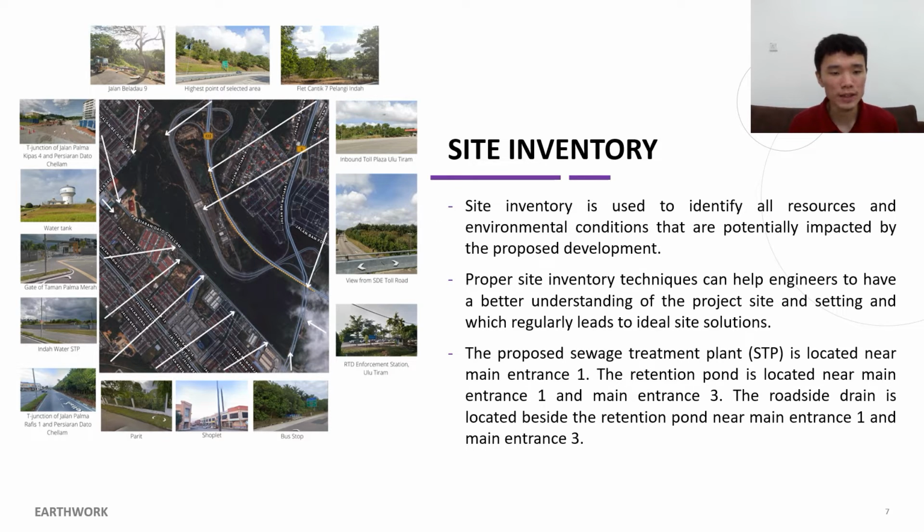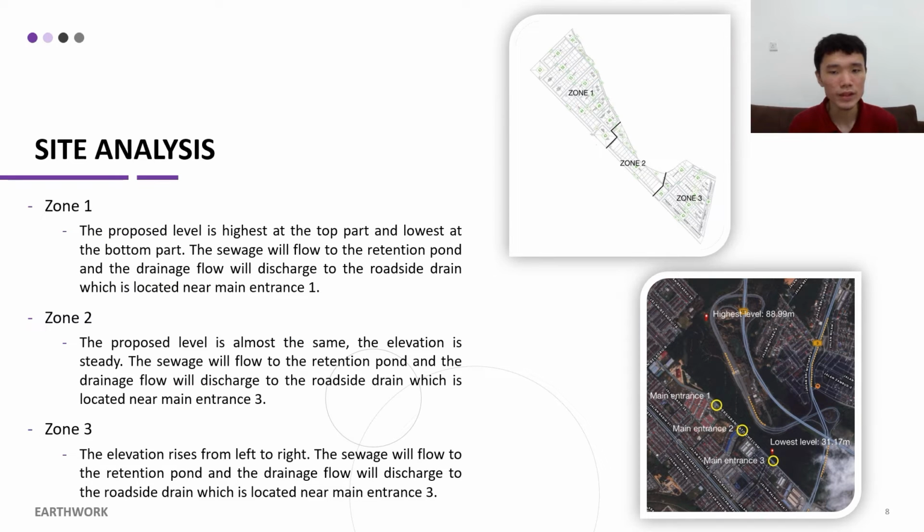Retention ponds are located near main entrance 1 and main entrance 3. Roadside drains are located next to the retention pond near main entrance 1 and main entrance 3. At Zone 1, the proposed levels are highest at the top and lowest at the bottom. Sewage will flow into the retention pond and the drain stream will be discharged to the roadside drain located near main entrance 1. At Zone 2, the proposed levels are almost the same and the altitude is stable.